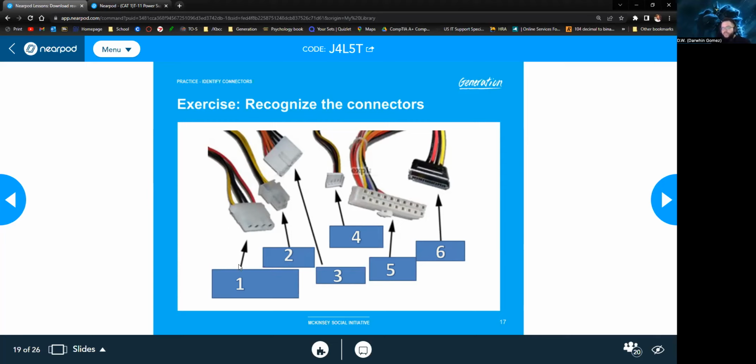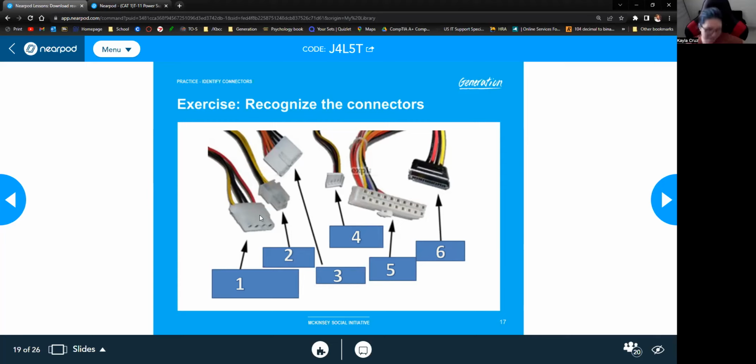But traditionally, this is what we call the Molex, and this is the fan power here. Okay. What about this little one over here? Does anyone know what this one is? Number 4. CPU. Go ahead, Kayla. I believe that's for the floppy disks. Yeah, what do we call it?